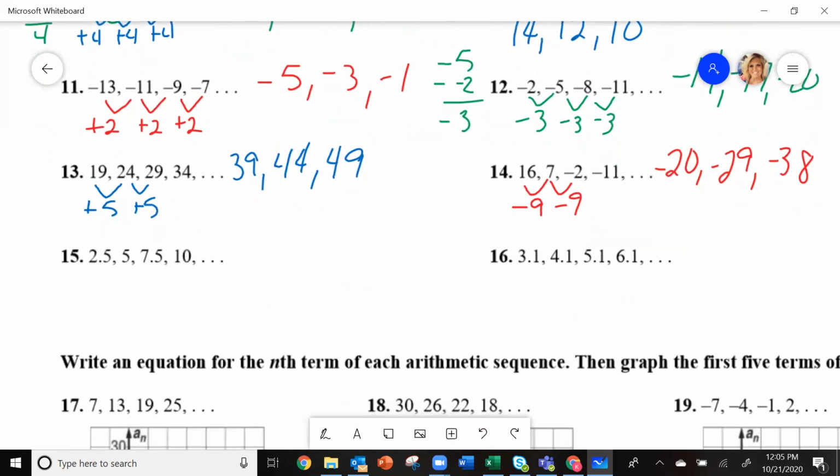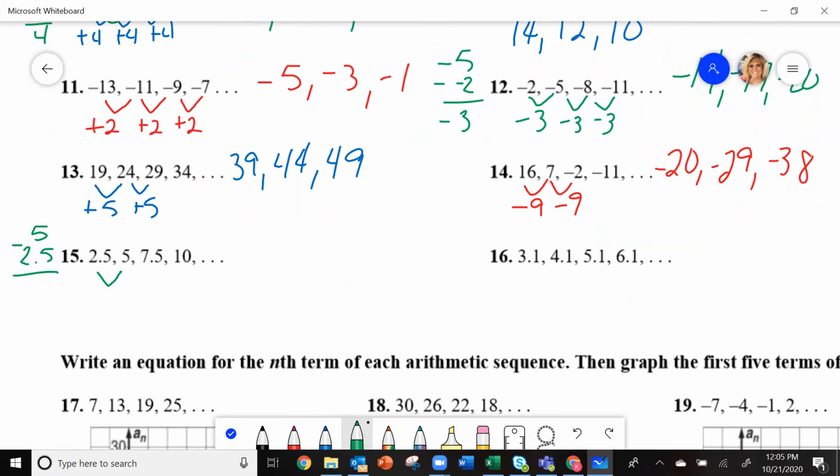Moving this up. The difference now, take 5 minus 2.5 if you're not sure, and you would get a positive 2.5. My difference each time, I'm increasing by positive 2.5. So you should have gotten 12.5, 15, and 17.5.